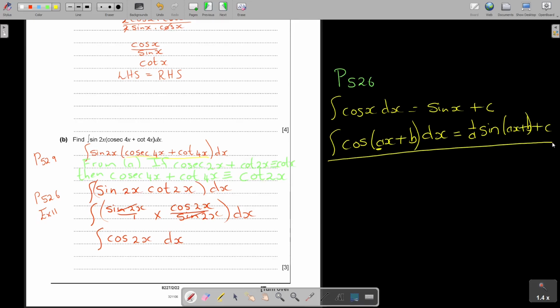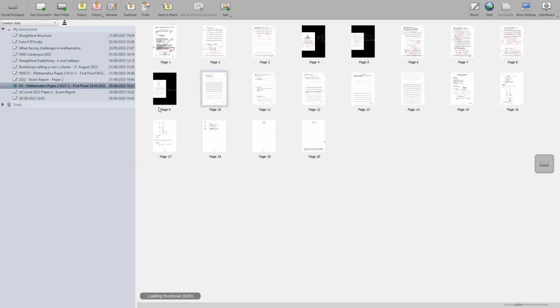Okay, and that is the statement that I'm going to work with, that 2 is the value of a. So basically, I'm just going to say it's going to be a half, because it's 1 over a, and then it's sin, and then you keep the 2x, and please don't forget, it's open, there are no boundaries, so to say plus c, and that's the answer. Okay, let's see what the exam report is saying to you.